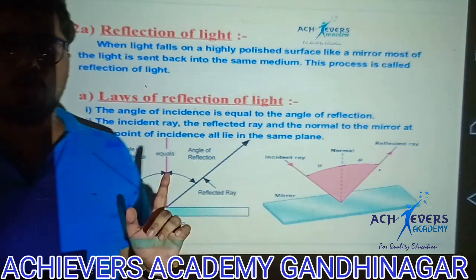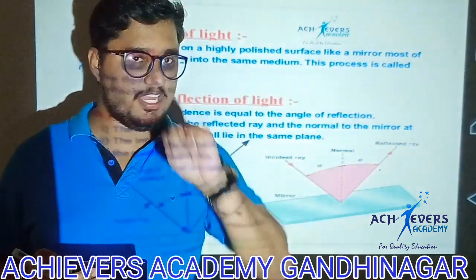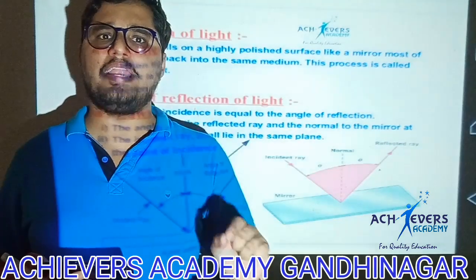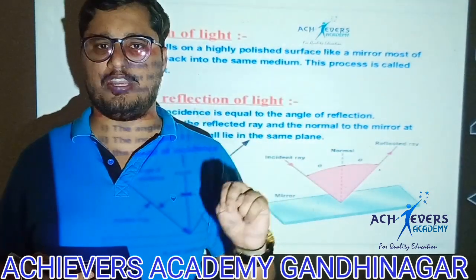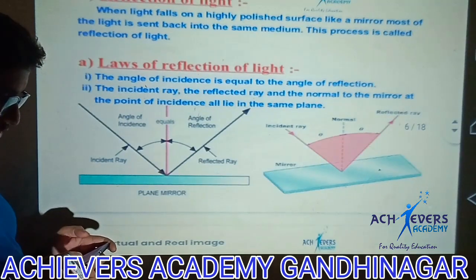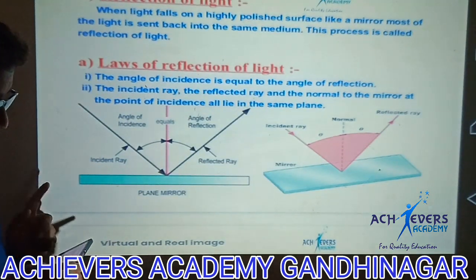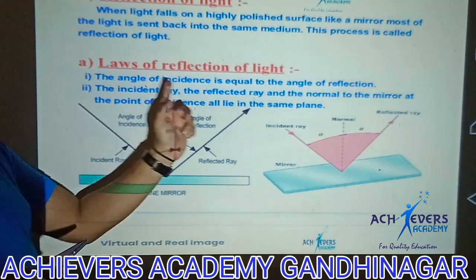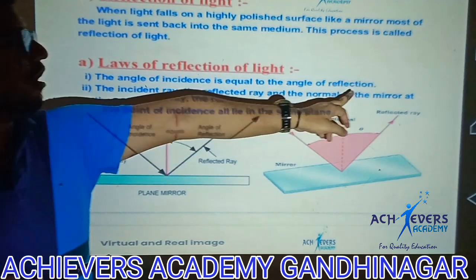Now the light follows two laws of reflection. That is very important. It is a universal truth that light follows two laws of reflection. So what are these laws? Let's see that. The law of reflection: the angle of incidence is equal to the angle of reflection.